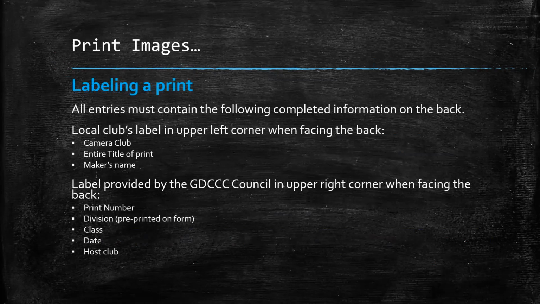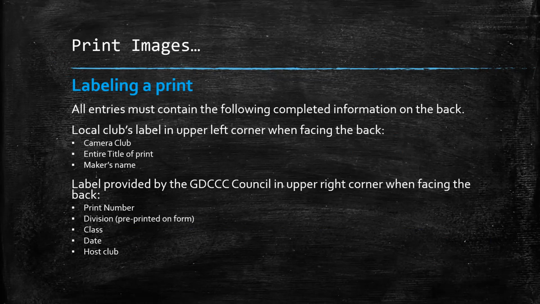Then to get into how do I label my print? So all entries must contain the following completed information on the back. Local club's label is in the upper left-hand corner when you face the back of the print. It has the camera club, the entire title of the print, and the maker's name. Label provided by the GDCCC Council in the upper right corner when facing the back. That will have the print number, division, it will be pre-printed on the form, class, date, and the host club.